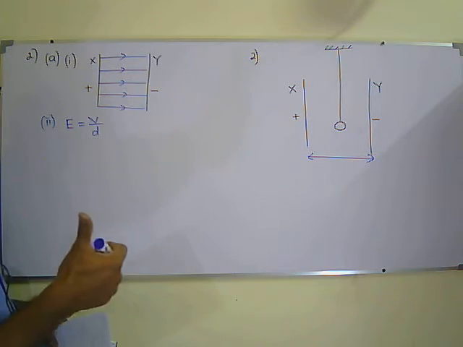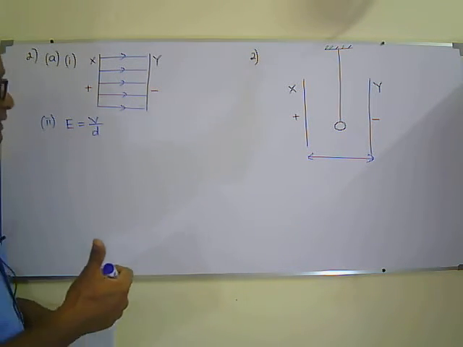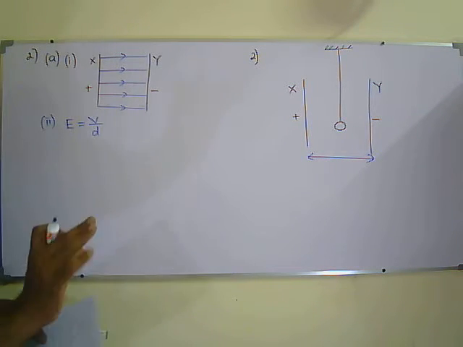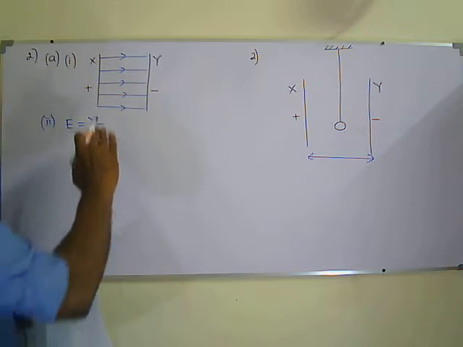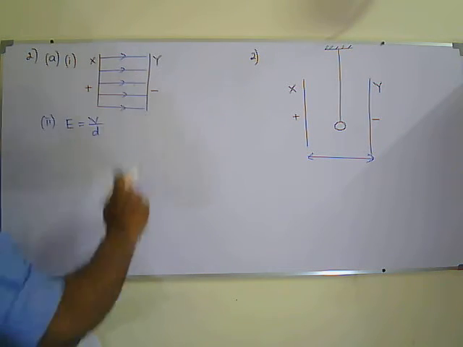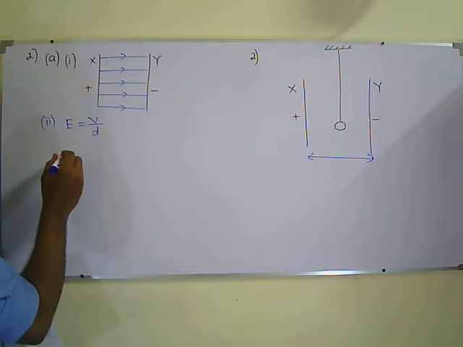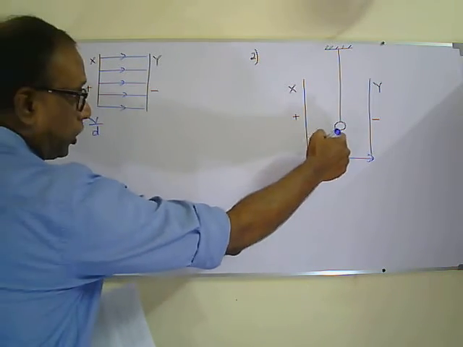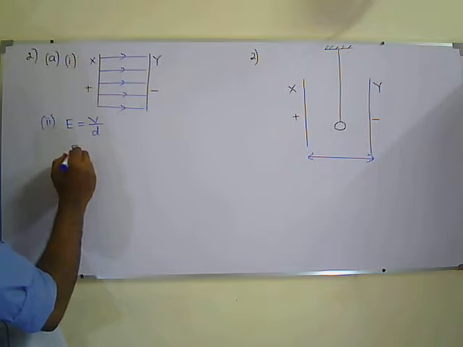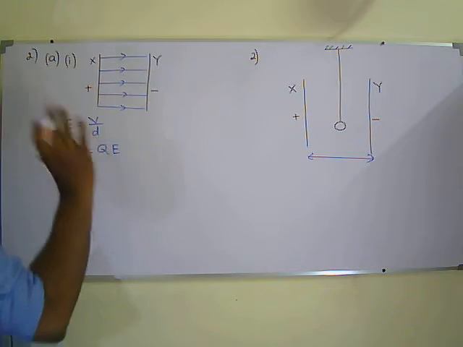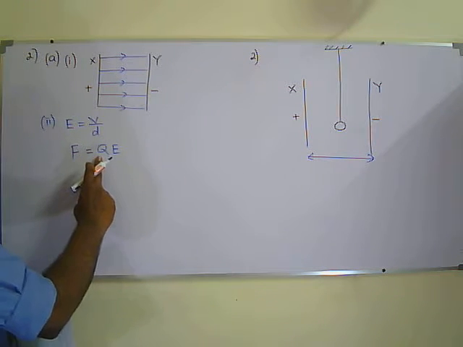First you should say electric field strength is constant because it's a uniform field and it will be the same at all parts of the region between the parallel plates. Then you should say the electrostatic force acting on the metal ball is given by F equal QE, since the metal ball is always carrying the same magnitude of charge.